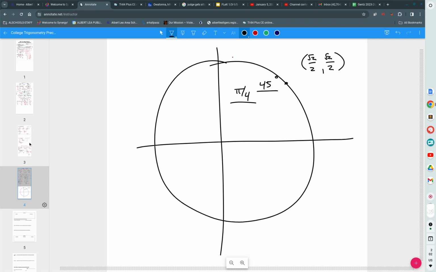You obviously know the one on top here, okay? The degree is 90 degrees. The radian is pi over 2, and the coordinate is just 0, 1. Like you have those pieces. You want to complete all those, okay?